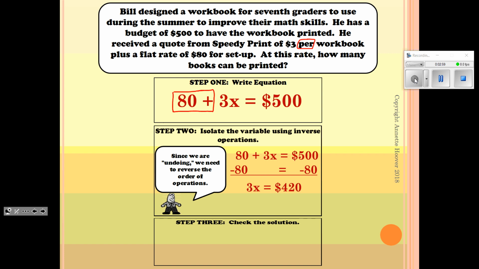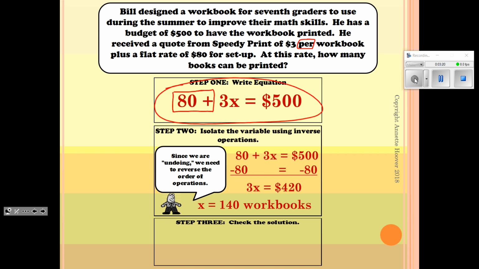At this point, our variable is being multiplied by 3, and the opposite of multiplying is dividing, so we're now going to divide by 3. So if we divide both sides by 3, we find that 420 divided by 3 means that he can have 140 workbooks.